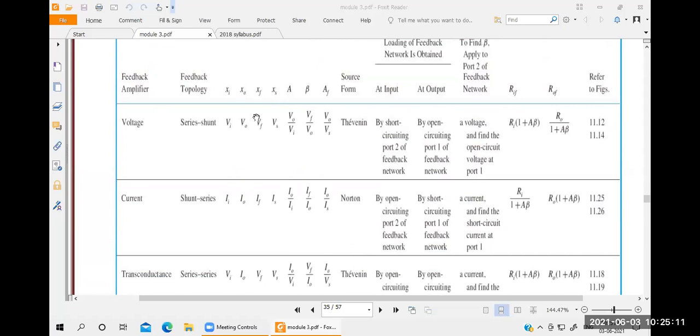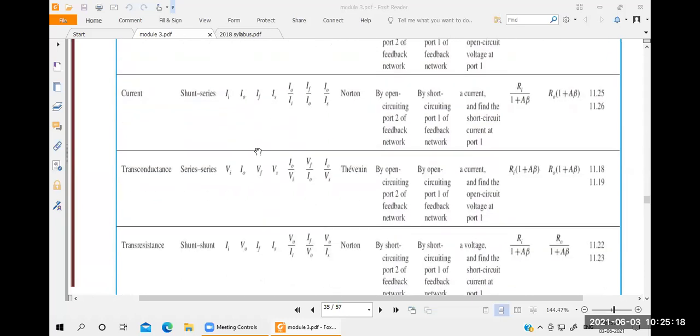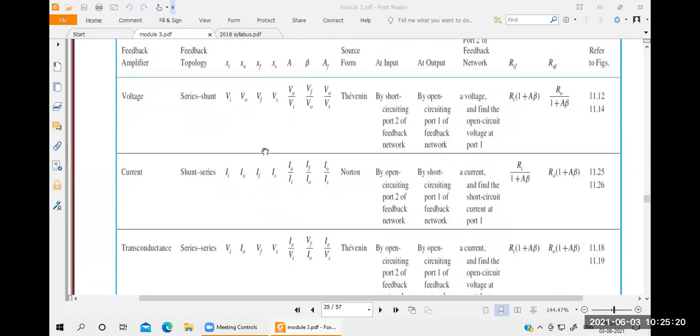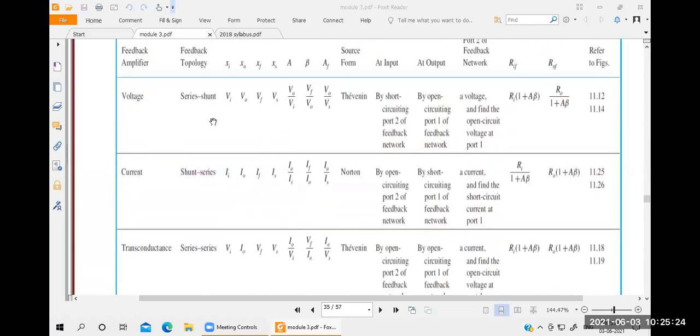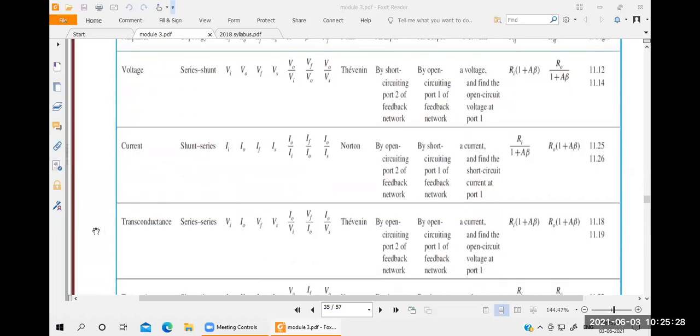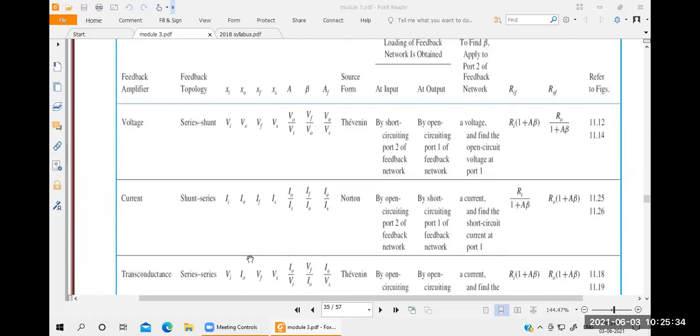Understood? So these are the signals here. What they've taken are Xi, Xo, Xf, Xs. These are parameters, either current or voltage, whatever you take here, but you have to mention it properly. For the voltage amplifier, input and output are voltage. For the current amplifier, input and output are current. For transconductance, input is voltage, output is current. For transresistance, input is current, output is voltage. Understood?